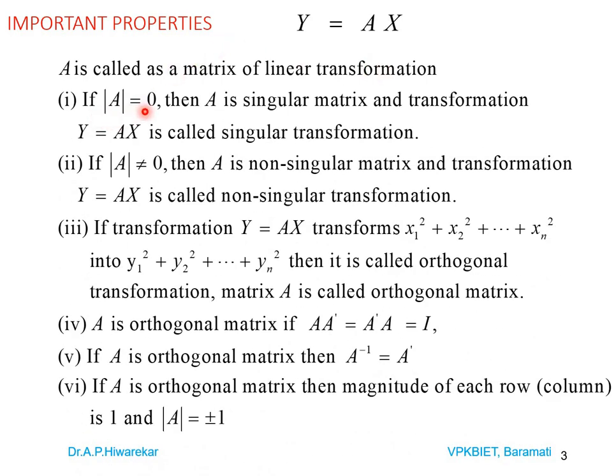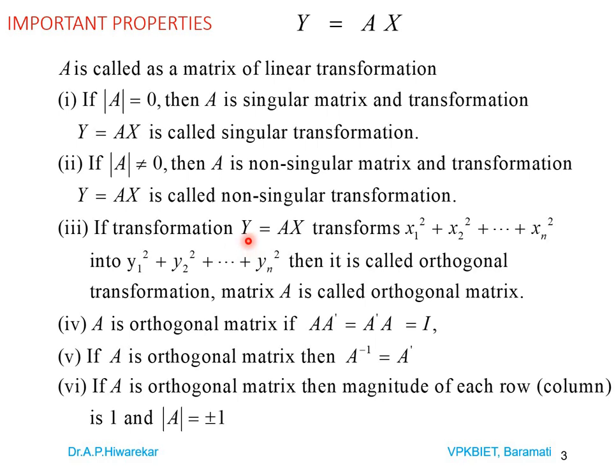If determinant of A is 0, as we are considering A as a square matrix, then A is called a singular matrix, and the linear transformation y is equal to Ax is called a singular transformation. On the other hand, if determinant is not 0, then we say that A is a non-singular matrix and the linear transformation y is equal to Ax is called a non-singular transformation.